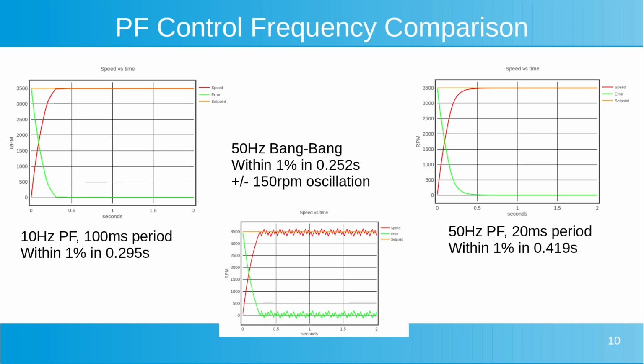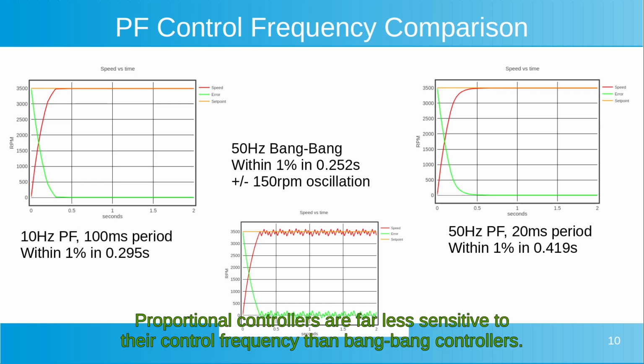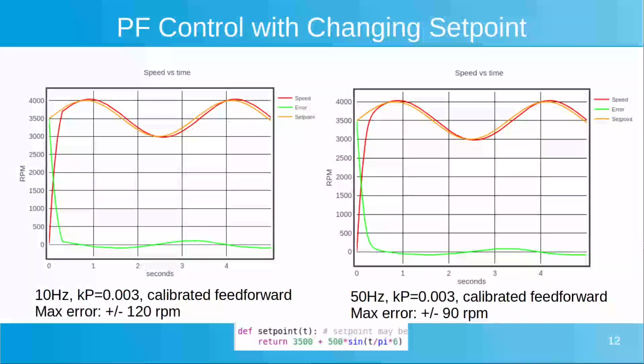Actually, the lower frequency proportional controller happens to get up to the set point faster, and that's just because of where the set point happens to be. If the set point was a little lower, it might have overshot and had to come back down on the next controller frame. But if you remember from last episode when we compared control frequencies, the bang-bang controller is almost entirely dependent on the control frequency for the oscillation, whereas proportional controllers, they really don't care. They can operate at very low control frequencies and still produce good output.